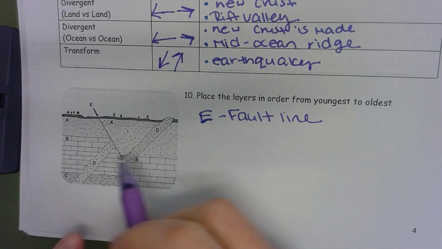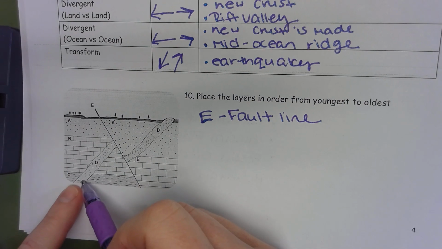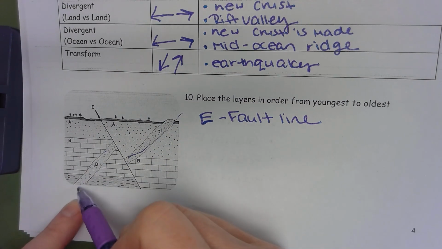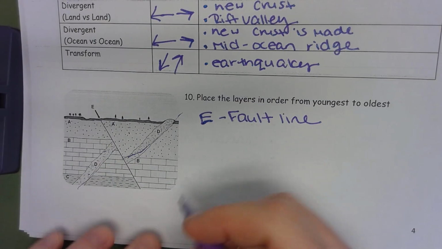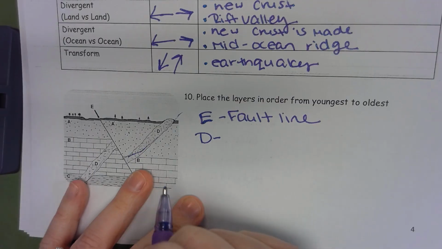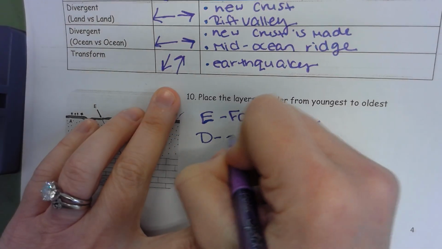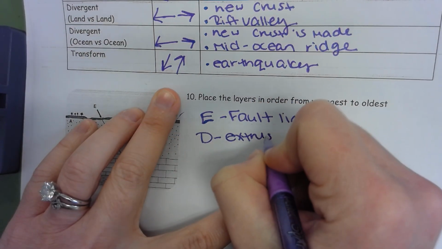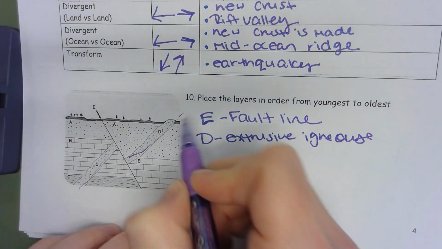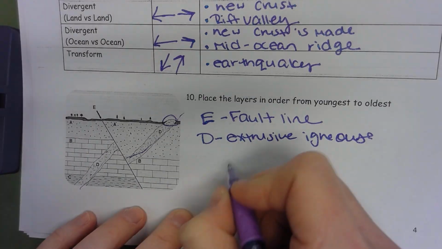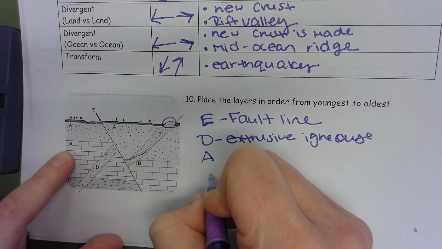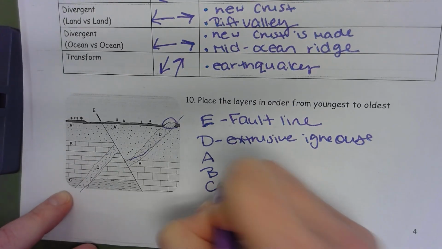All right, so what's happened here is something's caused that earthquake, and this would be all this igneous rock that has shot up out of the ground. So D would be the youngest here, and it is extrusive igneous. It's extrusive because it came out up here. The next one would be A, then B, then pour C down here.